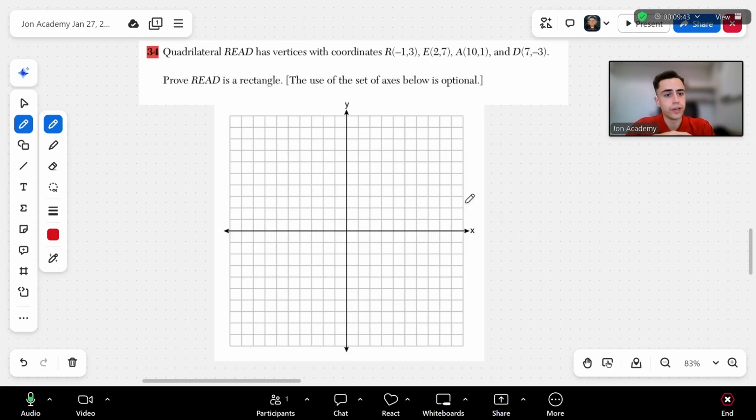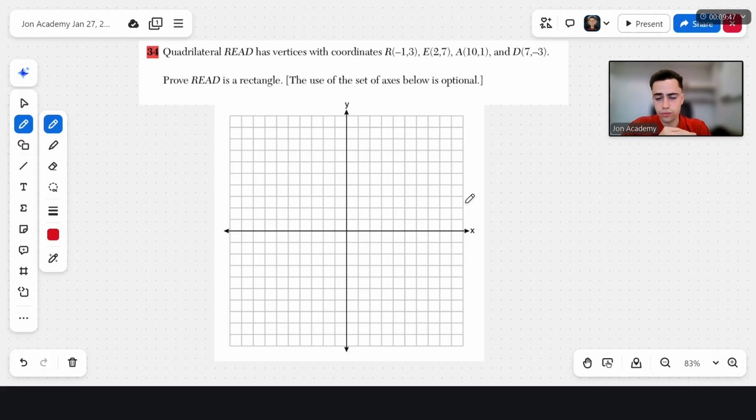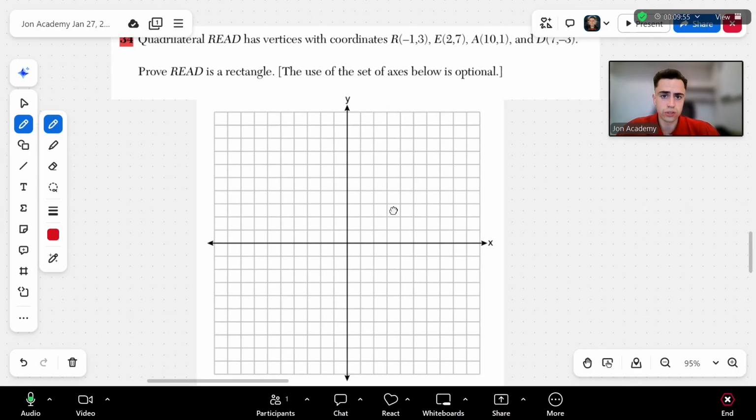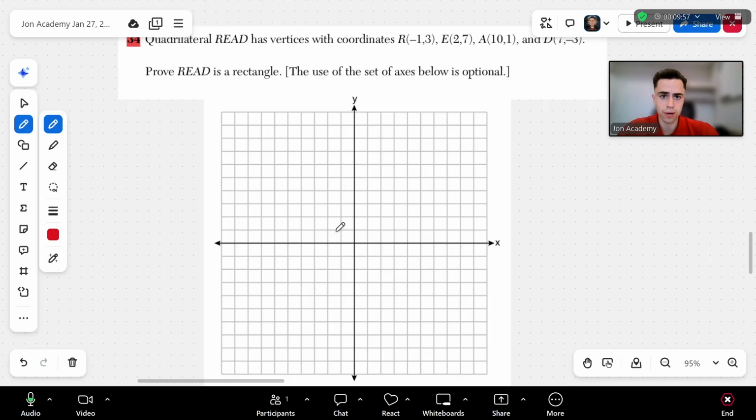So now let's go into number 34. This one is more of a developing question, no? So we have to do some arguments here. They also gave us a set of axes, we can use it, no? It's going to be easier. So minus 1, 3, that's going to be here, R. What else? 2, 7 is going to be somewhere here, no? 2, 7, okay. That's E.